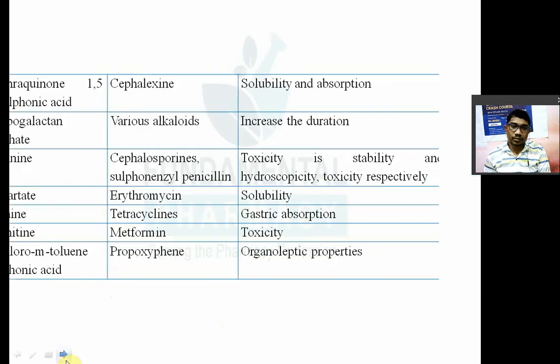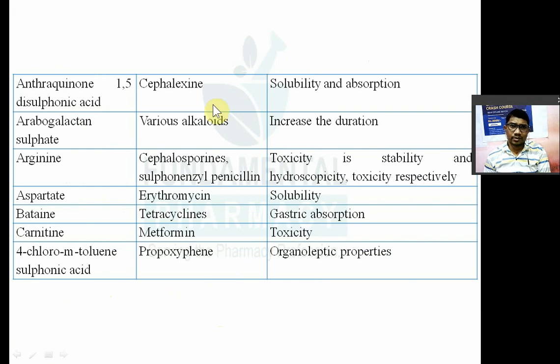Now we'll see the next part. Now again you can see cephalexin. Cephalexin forms a salt with anthraquinone 1,5 disulfonic acid to increase the solubility and absorption rate. Various alkaloids form a salt with arabinogalactan sulfate to increase the duration of action. Likewise, cephalosporin, sulfabenzyl, and penicillin form a salt with arginine so that hygroscopicity and toxicity are decreased and stability is increased.